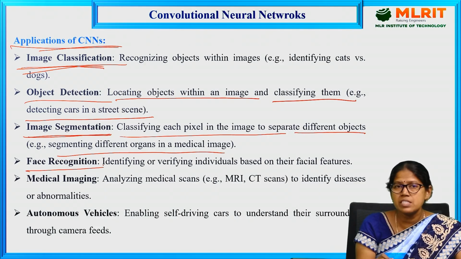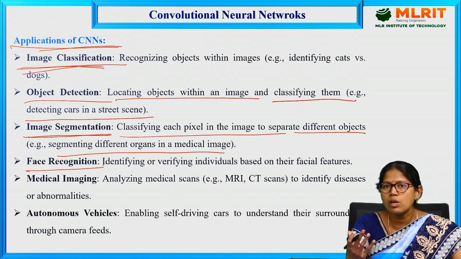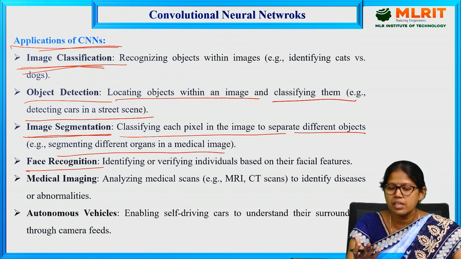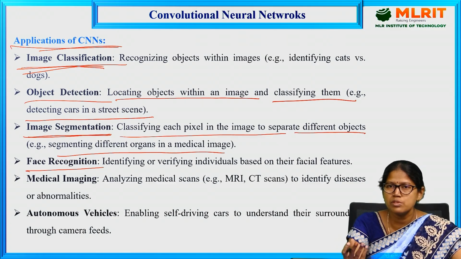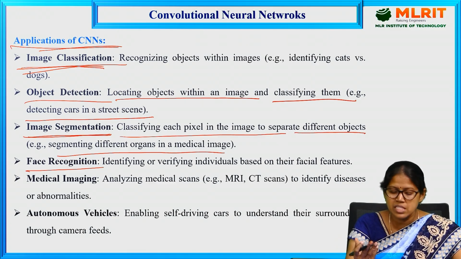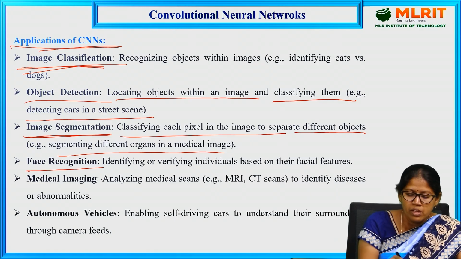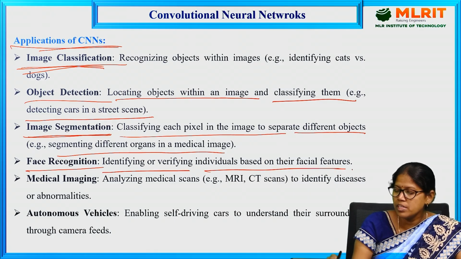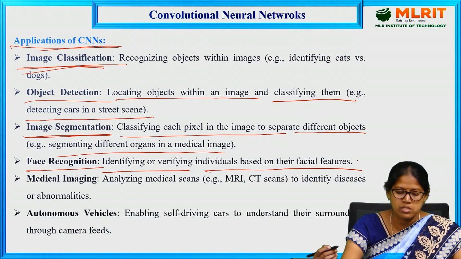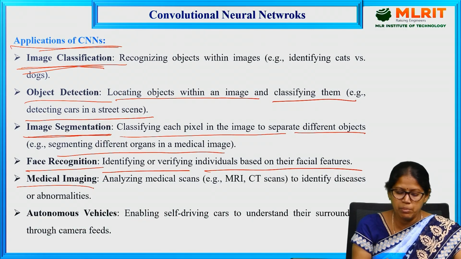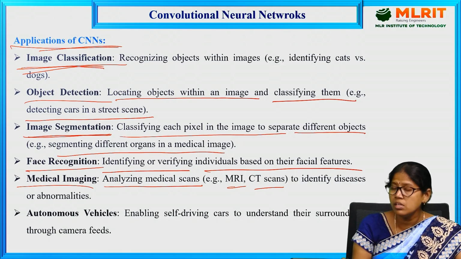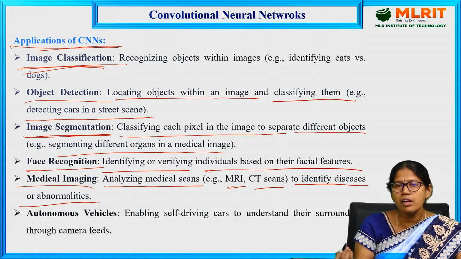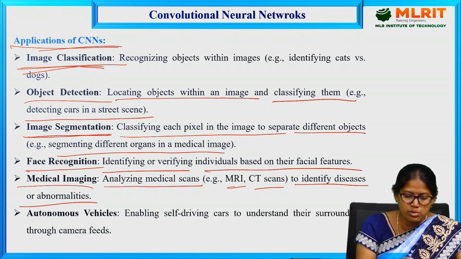Next one is face recognition. If you want to unlock the mobile, then your face will be recognized. Or if you want to give attendance in your offices or institutions, then we will use face recognition as security. So identifying or verifying individuals based on their facial features. Next one is medical imaging. Analyzing medical scans like MRI and CT scans, whether a tumor is present or not, to identify diseases or abnormalities. Also, we use CNN here.